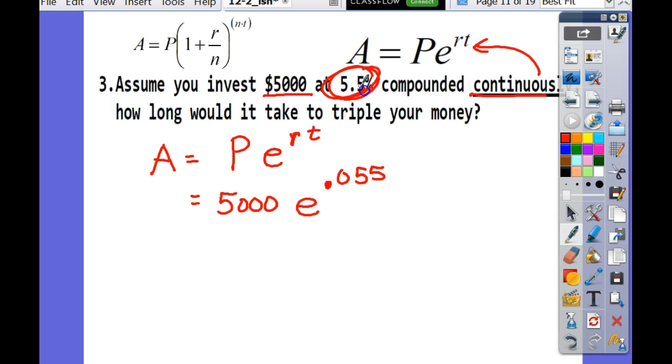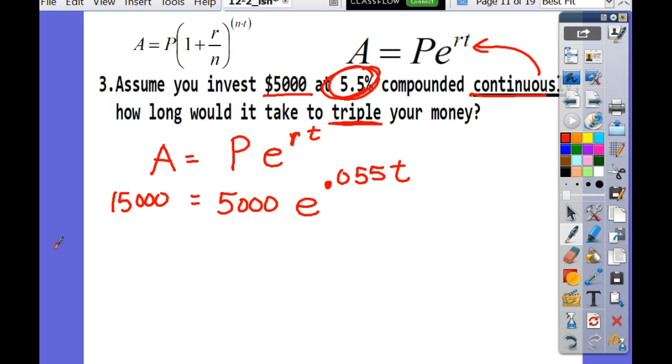This number has to be divided by 100 to change it into a decimal. Do we know how long? But we do know that we're going to triple that $5,000, and if you triple the $5,000, it becomes $15,000. This is almost like the problem we just did, right? So what's the next step? Take the log of both sides.